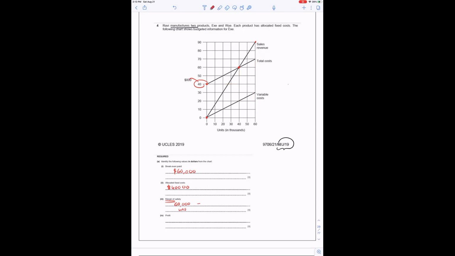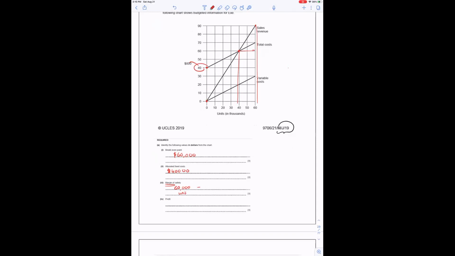Break-even sales is 40, so the break-even units is 40,000 units. So what is the margin of safety? Margin of safety is 20,000 units. But they want it in dollar value. They want everything in dollar value. So the break-even revenue is 60,000.